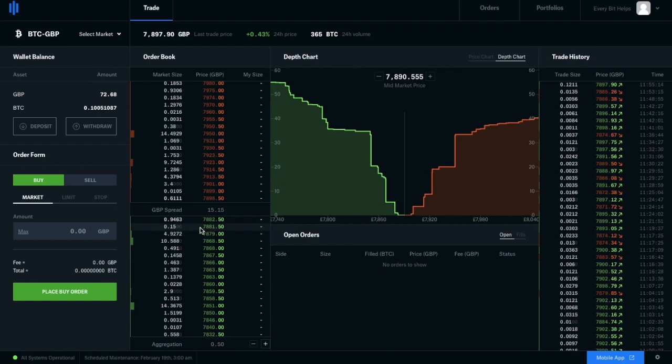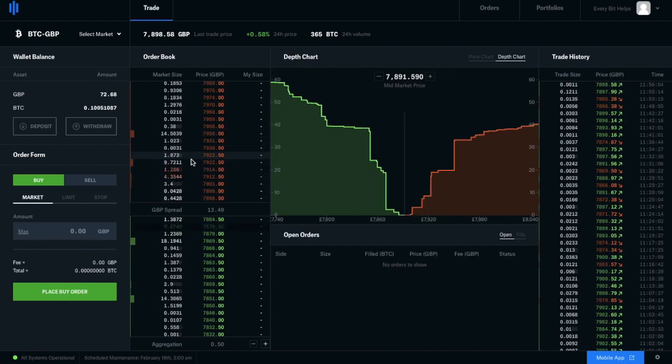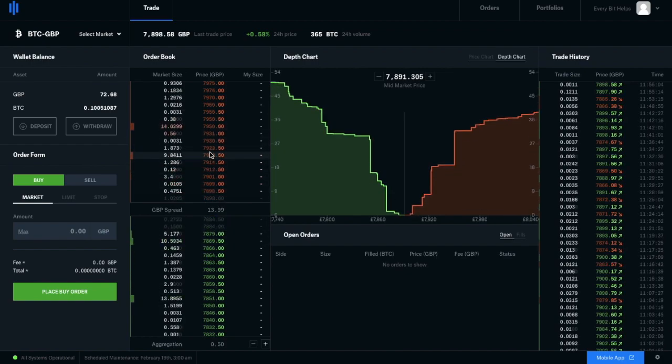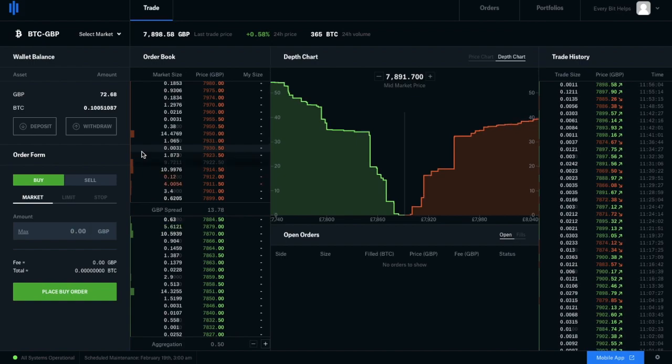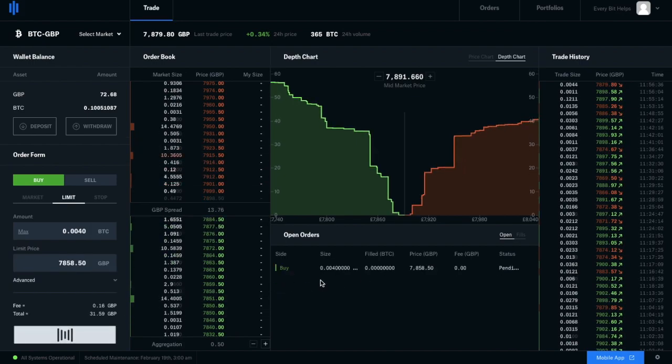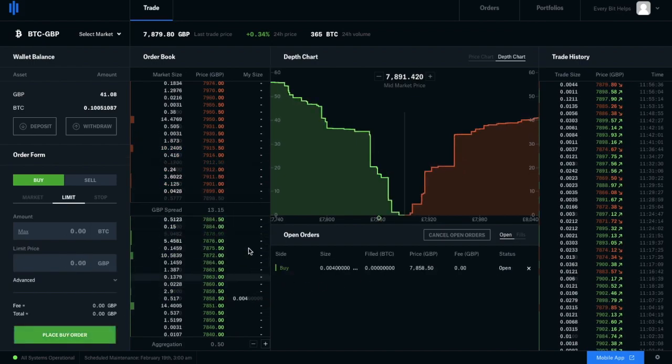Then in between your buys and your sells is something called your spread, which is basically just the difference between your buy and sell prices. Now within your order book, these are all the orders that are currently open just on Coinbase Pro. And we can view the price that people are willing to buy or sell at. We can view the market size or the amount of crypto or fiat they'd like to buy or sell. And when you place a limit order, you'll see your order appear on the order book under the column called My Size.